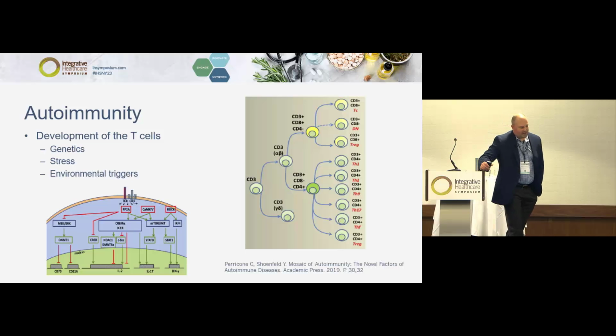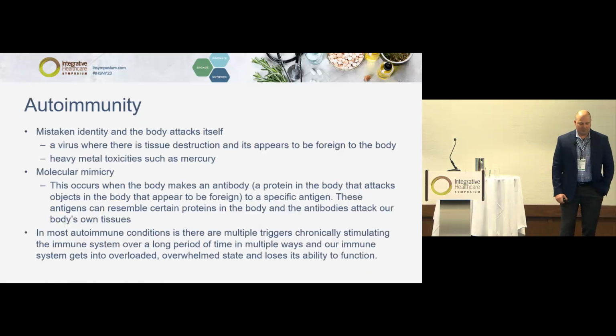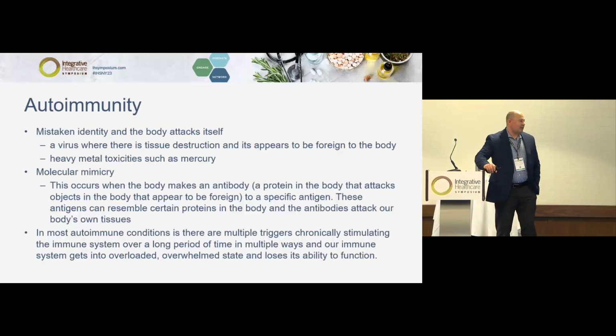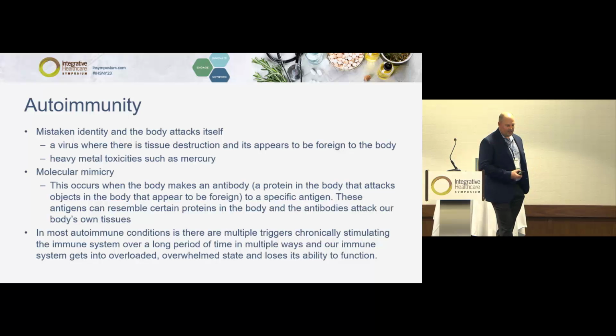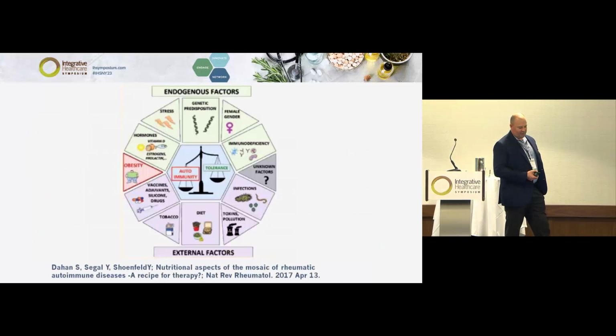We have our T cells, our double negative T cells, our T regulatory cells, Th1 cells, Th2 cells, Th9. I'm briefly going to talk about some of the Th17 cells, and then we have our T follicular helper cells. Realistically, what happens with patients with autoimmunity is they typically have multiple triggers that are chronically stimulating the immune system over an extended period of time in multiple ways, and our immune system gets overloaded, overwhelmed, and loses its ability to function.